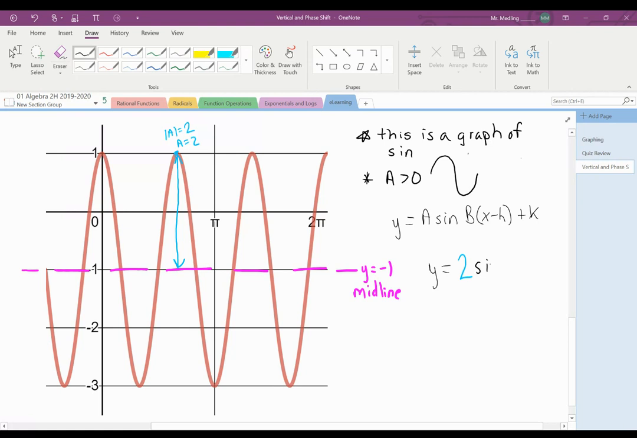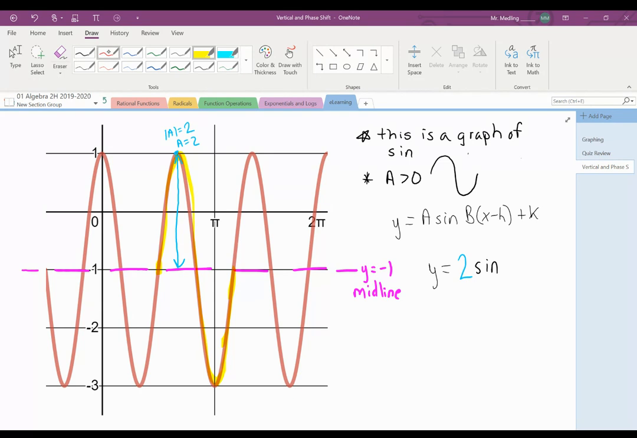So I have 2 sine. All right, the next thing to look at, the period. I need to find one full sine wave. Now, there are several full sine waves. I could use this one, I could use this one. Lots of choices. So I'm going to go with this one for my sine. What I need to do is calculate what distance that took.